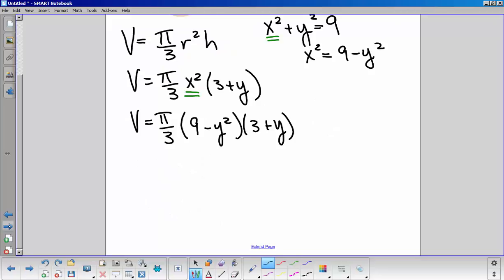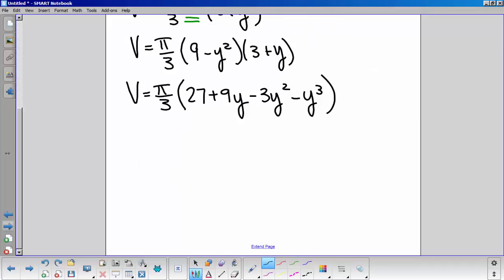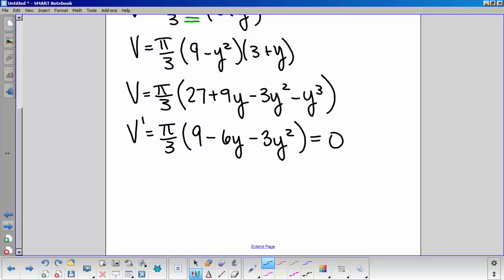I still don't want to take the derivative of this yet. So I'm going to multiply it out and get 27 plus 9y minus 3y squared minus y cubed. And now, is that something I'd like to take the derivative of? All right, so let's take the derivative of this. Now we're down to one variable and a nice polynomial because the constant goes along for the ride. So this is going to be pi over 3 times the derivative of the inside, which is 9 minus 6y minus 3y squared. I'm going to set that equal to 0.